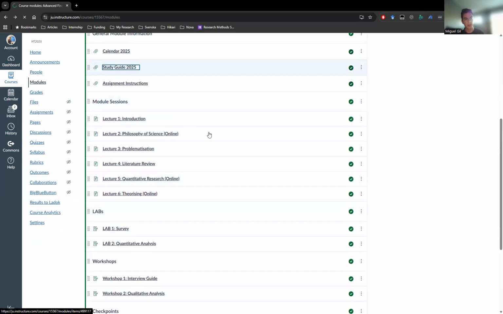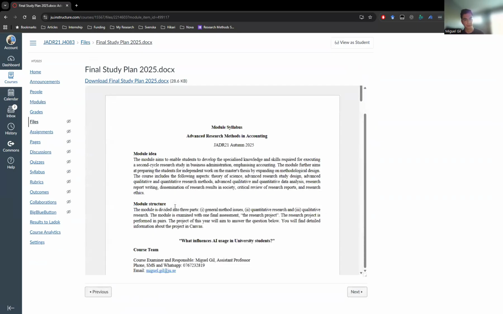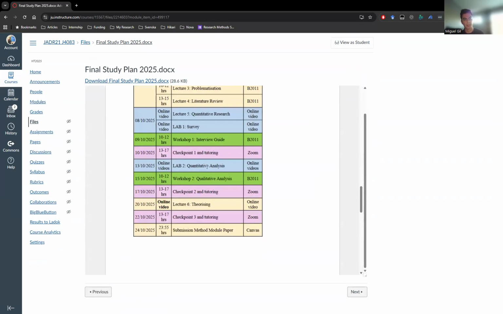Let me go back to the study guide, to the calendar. So that's on Friday. And then the next week, we have the quantitative analysis lab. So again, you can do it whenever you want, but submit on this day. Then, what day is this? Wednesday, I think. On the 15th, we have the second workshop. And for the second workshop, maybe I will feel better and we can do it in person. It's important that you come at this time because it's going to be in person, or live, not pre-recorded.